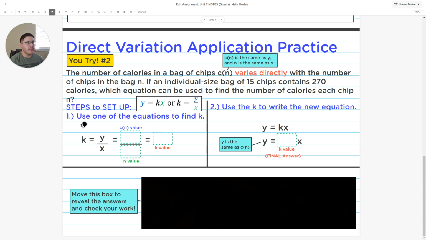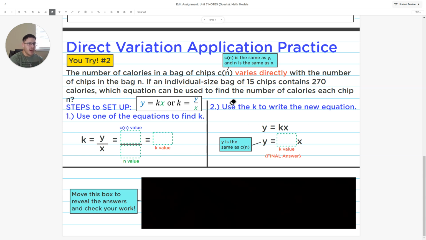So here are the steps. Step 1, use one of the equations to find k. K equals y divided by x is the fastest way to do that. Use the k to write the new equation. So then use the first equation, plug in for k, and there it is.